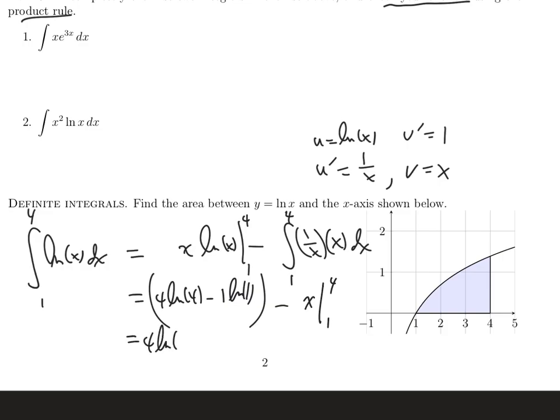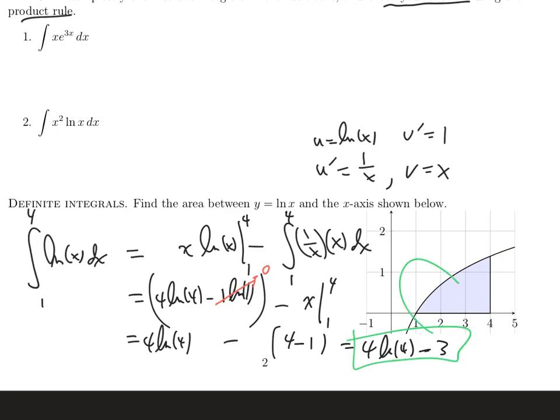So I have the 4 log 4 for my original thing. Notice that log of 1 is 0, so I can leave that off. I'll just put a line through it to remind you that I'm not ignoring it, but that is 0. And then over here, with this evaluation, I'll have my antiderivative x evaluated between 1 and 4. So that'll be 4 minus 1. And notice my parentheses there so that my subtraction doesn't give me the wrong thing. And so I'll have 4 log of 4 minus 3 as my final answer. So that's the area of the shaded region for this picture.